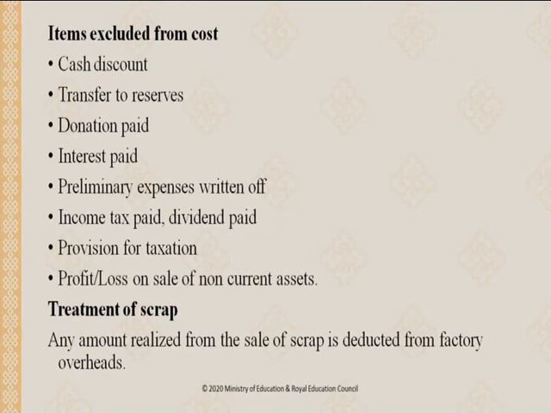We have income tax paid, we have dividend paid, we have provisions for taxation, we have profit or loss on the sale of non-current assets. These are also items not to be considered as cost, rather they are considered as items of financial nature. For this reason, those items need to be excluded from the cost sheet. So you may be asked a question like, why are the following items not included in the cost sheet, and justify. You may have to justify the answer. This is what I'd like to remind you here.